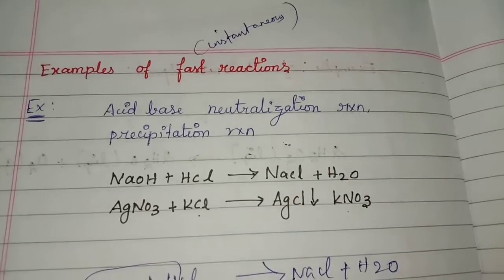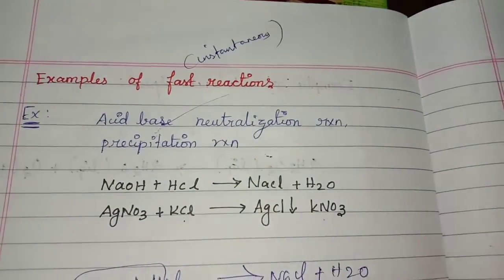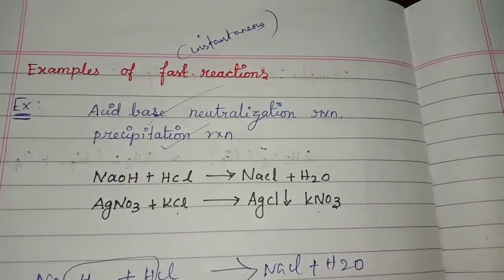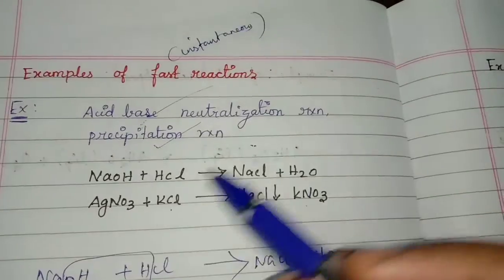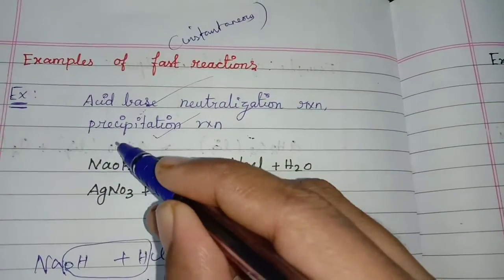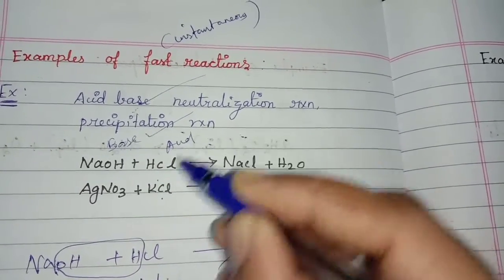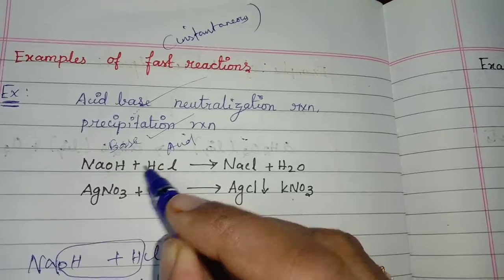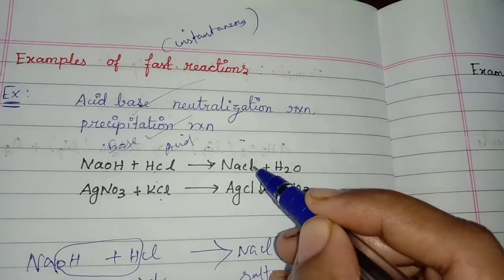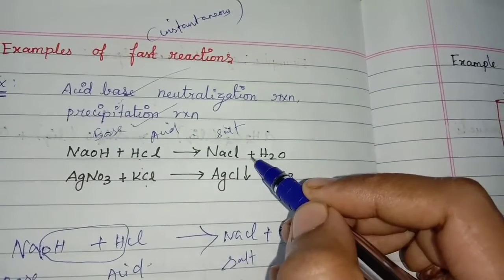Acid base reaction and precipitation reaction will occur very fast. Acid base neutralization reaction and precipitation reaction will occur very fast. So these are all the examples. Sodium hydroxide, here we are taking a base, and this is hydrochloric acid. When this acid and base are mixed with each other, they give neutralization products such as salt and water.